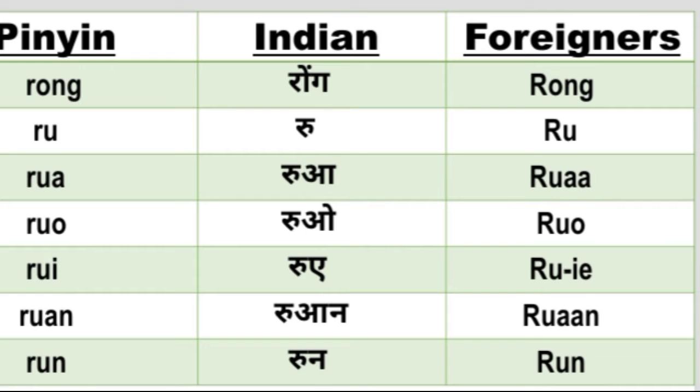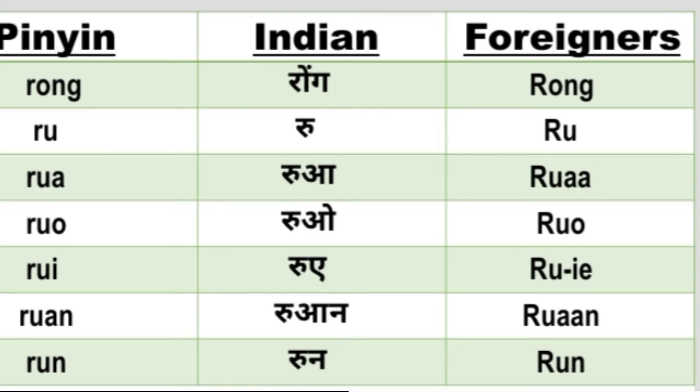Repeat after me, Ru. The next Pinyin is RUA, which has a pronunciation of Rua. Repeat after me, Rua. The next Pinyin is RUO, which has a pronunciation of Ruo. Repeat after me, Ruo. The next Pinyin is RUI, which has a pronunciation of Rui. Repeat after me, Rui. The next Pinyin is RUAN, which has a pronunciation of Ruan. Repeat after me, Ruan. The next Pinyin is RUN, which has a pronunciation of Run.